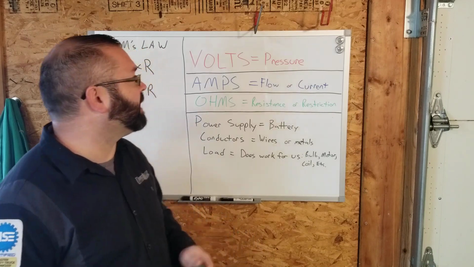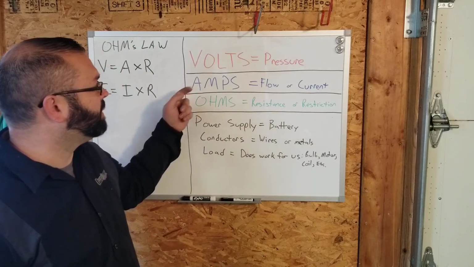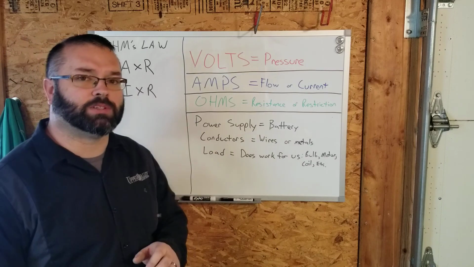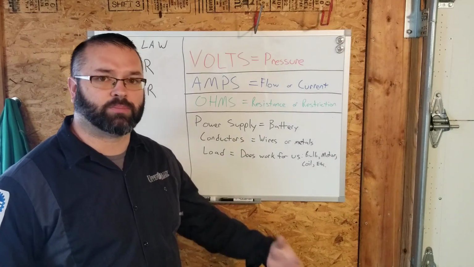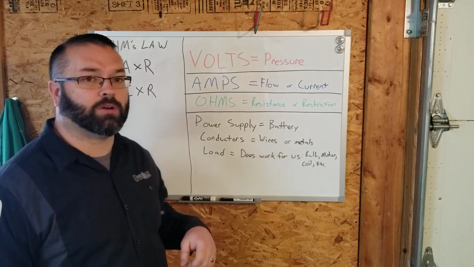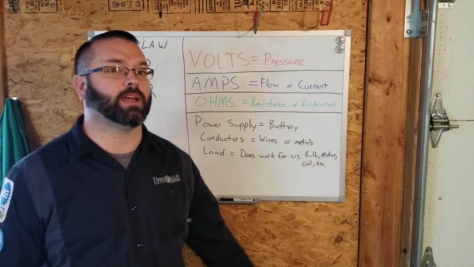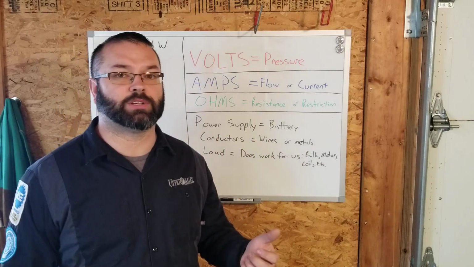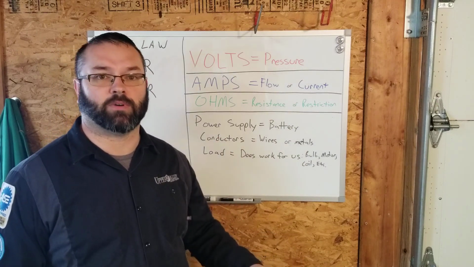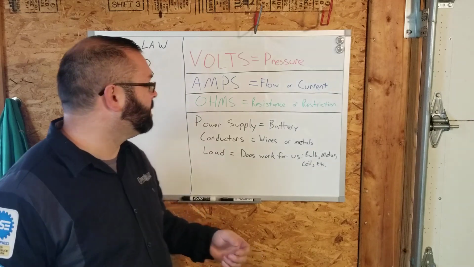In electrical, our main measurements are volts, amps, and ohms. Volts is the equivalent to pressure. If you think of water flowing, it's pressure. Our amperage is our current, how many electrons are moving through that conductor. And ohms is a resistance or a restriction in that circuit, preventing flow.